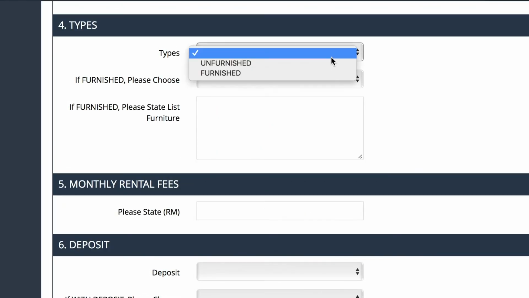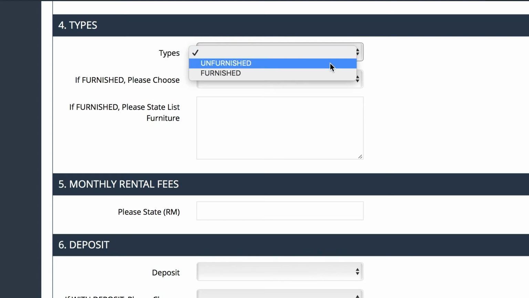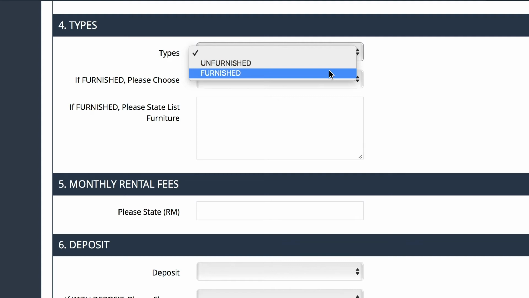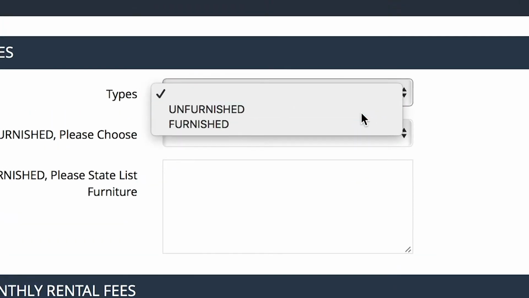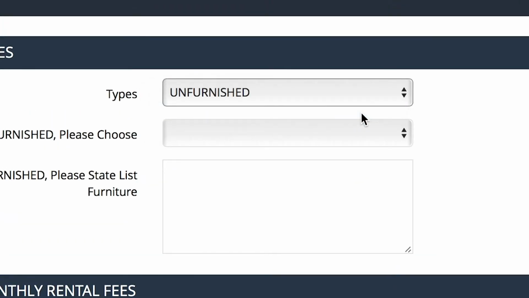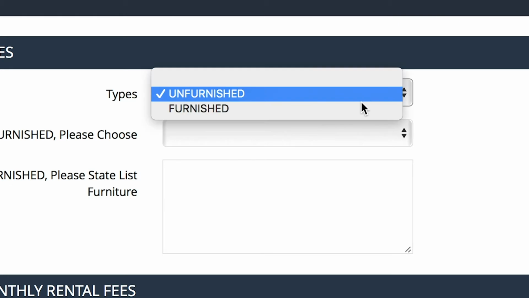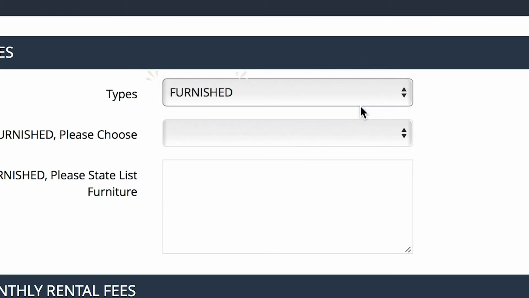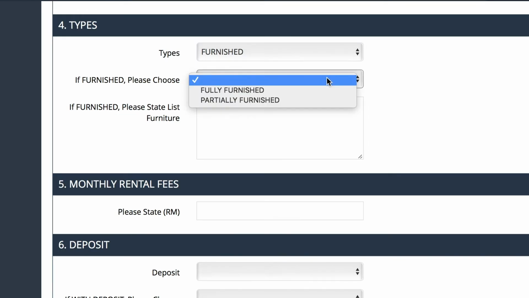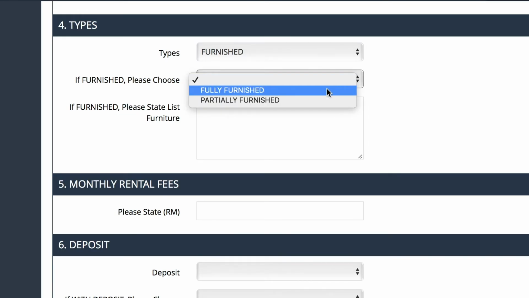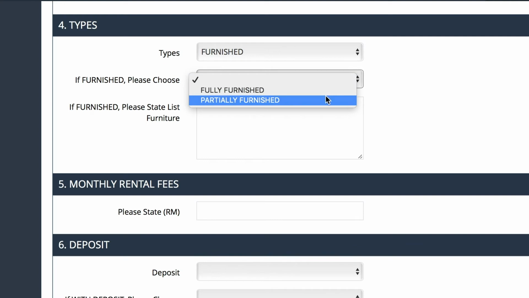There are two types of property that are usually being rented out. One is unfurnished property, the other is furnished property. An unfurnished property means there is no furniture accommodated, whereas a furnished property has furniture accommodated in the property. A furnished property can be divided into two types. One is fully furnished, two is partially furnished.